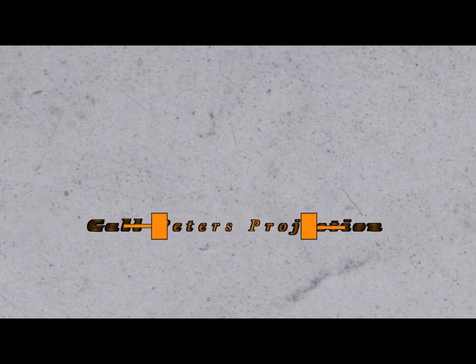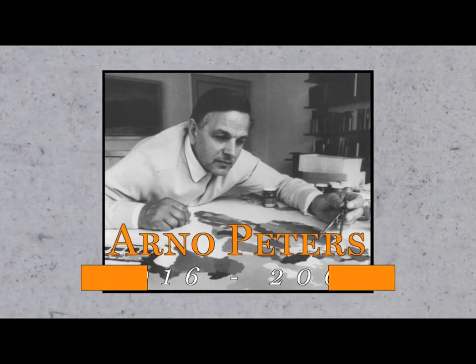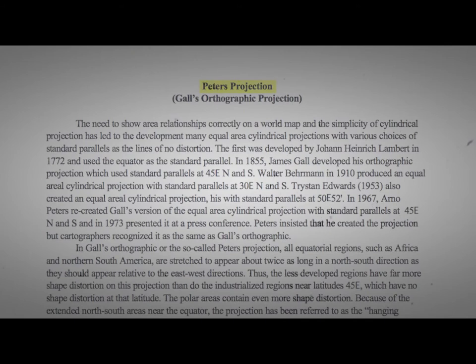One of the most common alternatives to the Mercator projection was presented in 1974 by this man, Dr. Arno Peters. The Gall-Peters projection makes seeing relative size of places much easier.